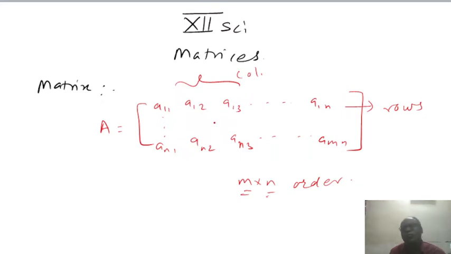Is it clear? What is a matrix? It is an arrangement of numbers in rows and columns. Got it? Now here we have to find out, today we just find the inverse of a matrix. Before that, we should know how to find the determinant of A.